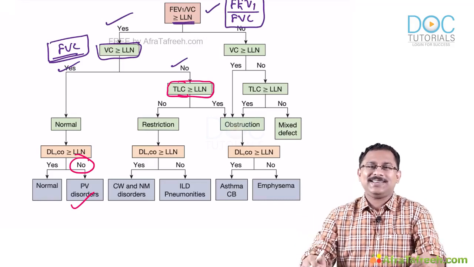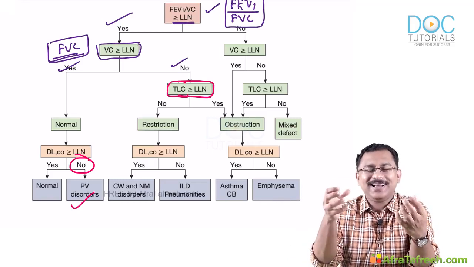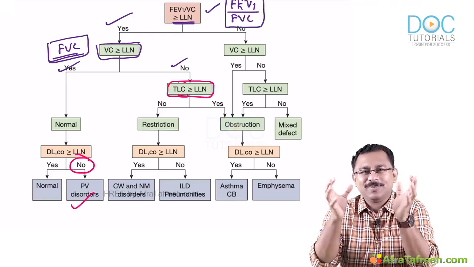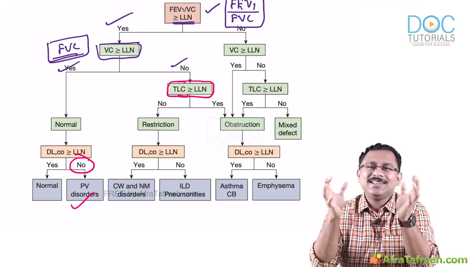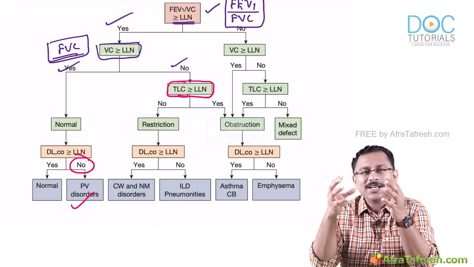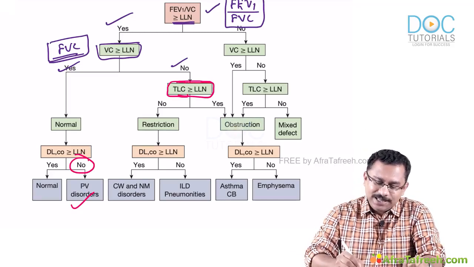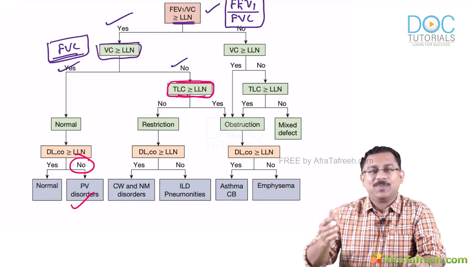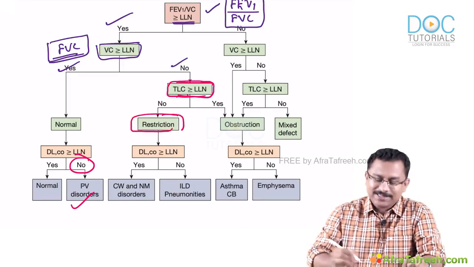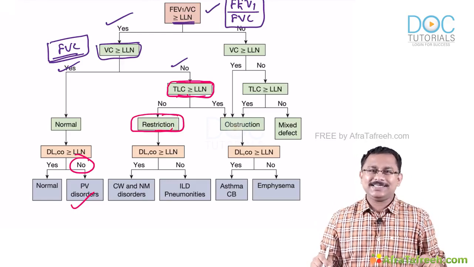Now you tell me what will happen to the total lung capacity in case of a restrictive lung disease. You remember that in restrictive lung disease, the total lung capacity will be smaller, because the lungs can hold only a smaller amount of air. So it will be a lower one. If the total lung capacity is low, then you are probably dealing with a restrictive lung disease.